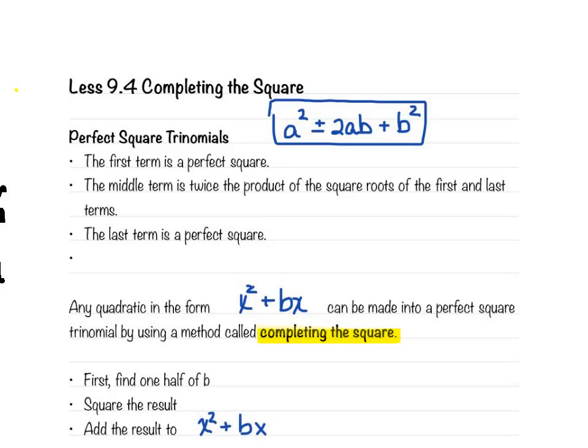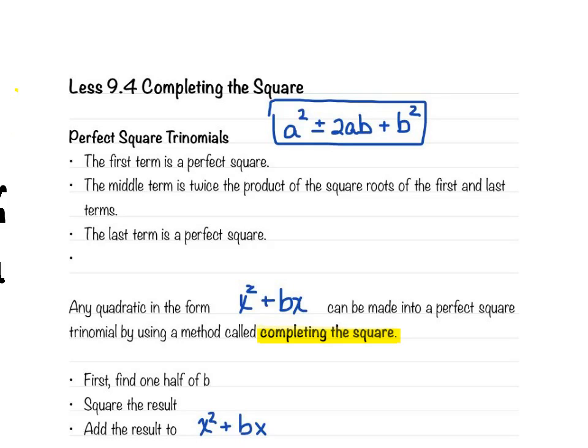Lesson 9.4, Completing the Square. In order to solve a quadratic, we will use a new strategy called completing the square.